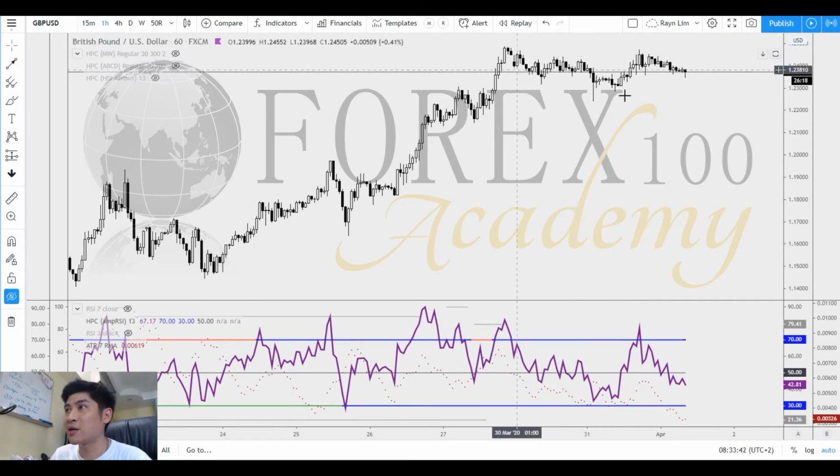On the 1-hour chart, the market went a bit stagnant. Do note that Friday is the US non-farm payroll. Don't get too hyped in rushing into a trade, but wait for a good setup. Let me just share with you my analysis.